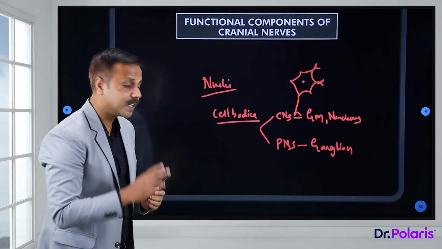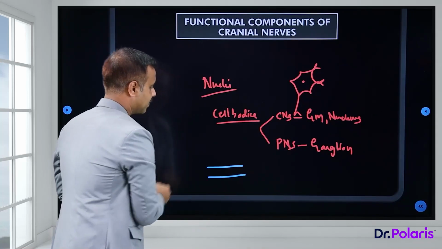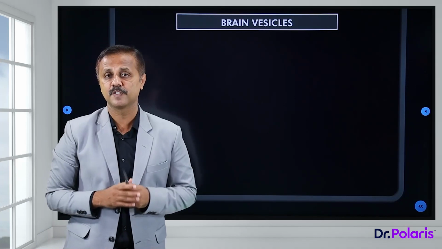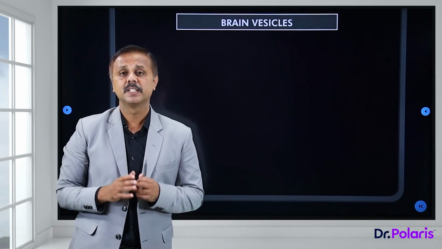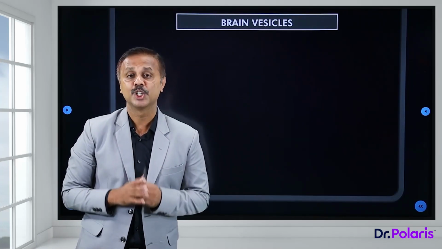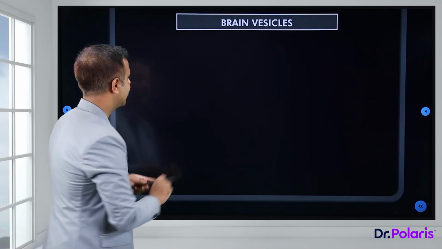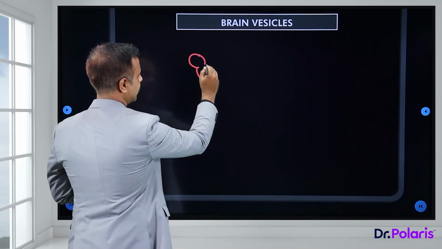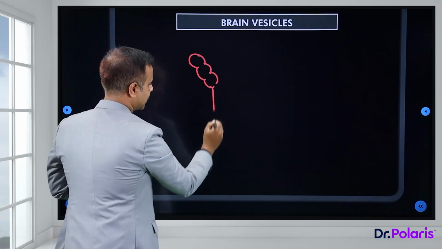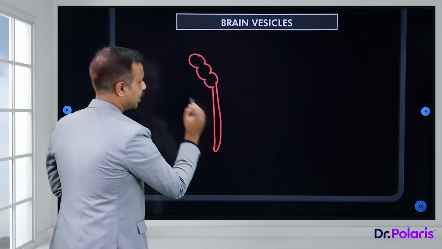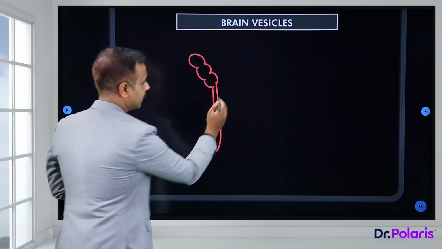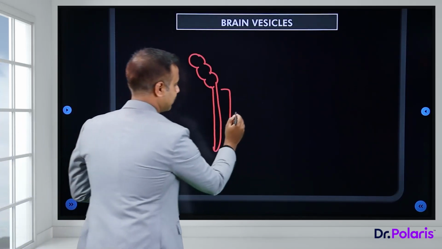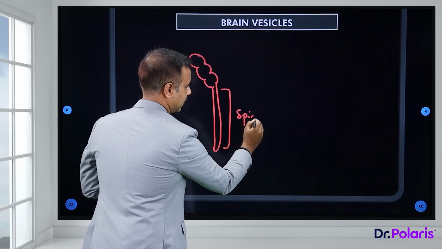Right? Fine. Now, in order to understand the functional columns and different nuclei of cranial nerves, we need to go back to the development of the brain. Remember, the brain develops from the neural tube, right? Let's try to draw it. The neural tube has a cranial part which has 3 vesicles, right? And then it has a caudal part which is tubular. The fate of this part is clear. The caudal part of the neural tube will develop ultimately into the spinal cord.